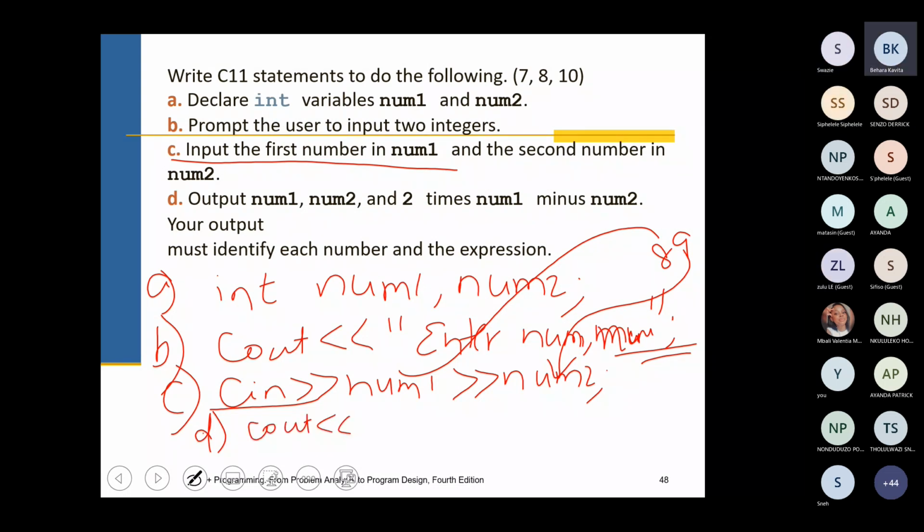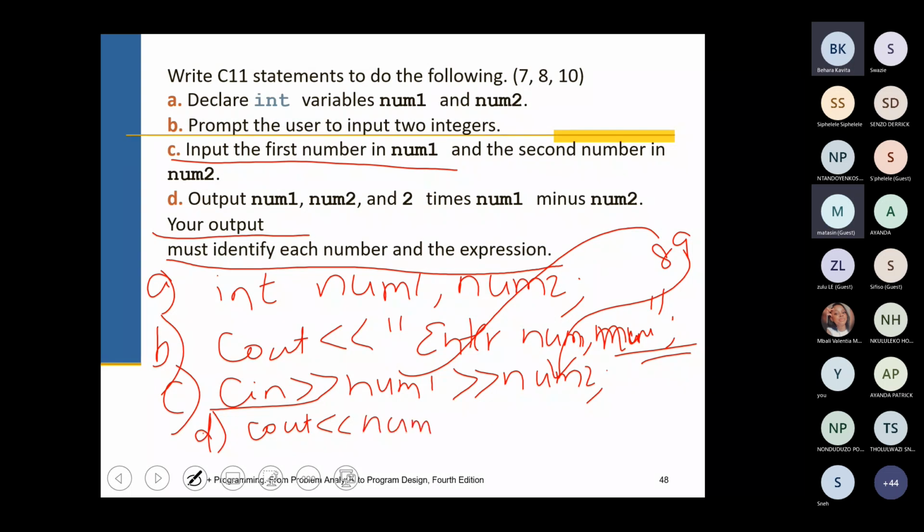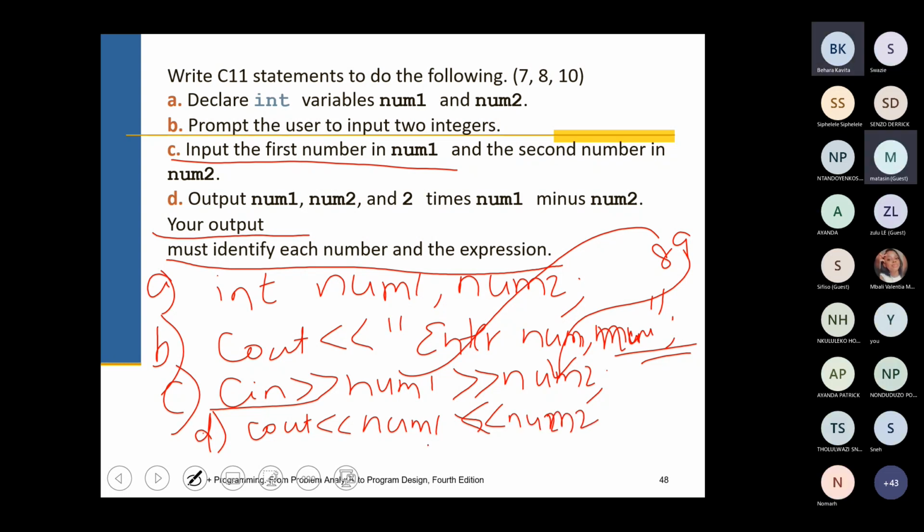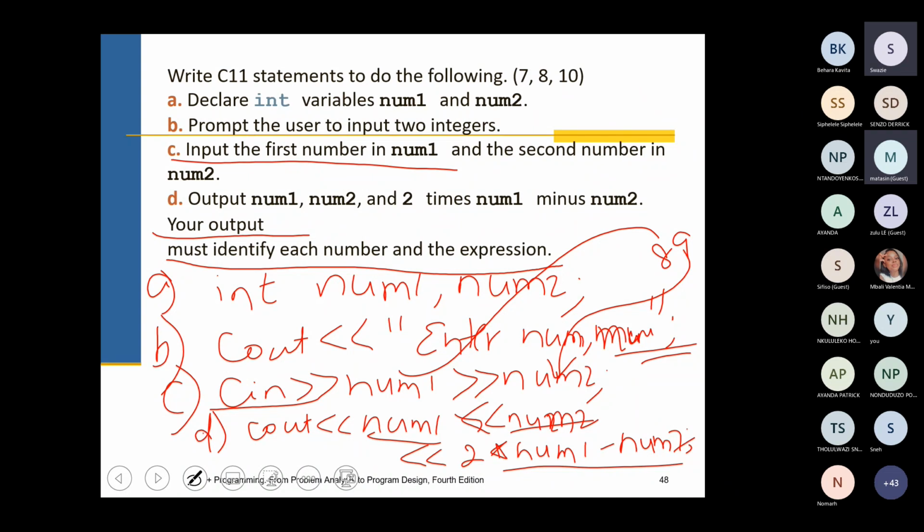cout. Your output must identify each number and the expression. So you are going to say num1, num2, and 2 times num1 minus num2, semicolon, finish. That's what they're asking you. So we are identifying each of the elements here and we are also writing your expression. Am I clear?